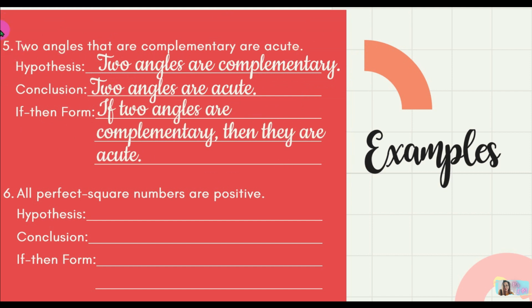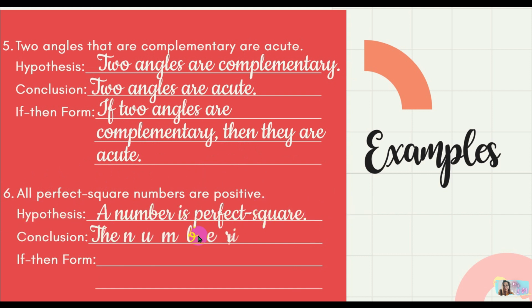So, from the original conditional statement, two angles that are complementary are acute, if two angles are complementary, then they are acute. Then for our last example, all perfect square numbers are positive. So what will be our hypothesis? The independent variable, and that is our perfect square numbers. So a number that is a perfect square, or the numbers that are perfect squares. So conclusion, the number is positive.